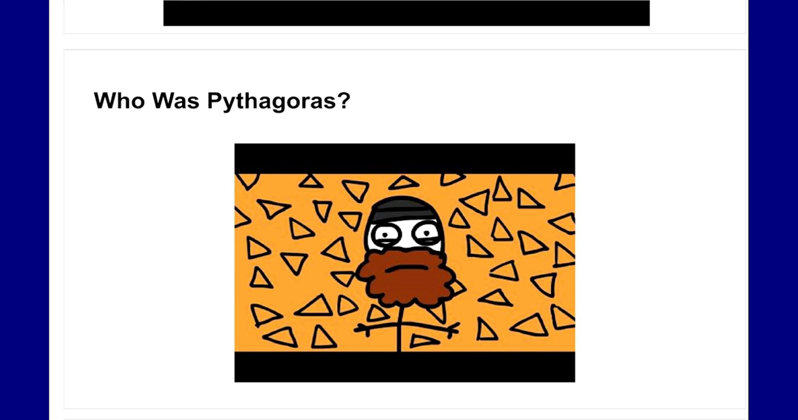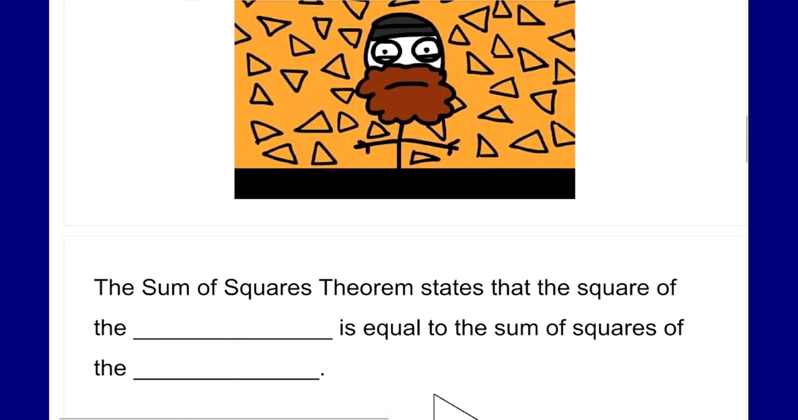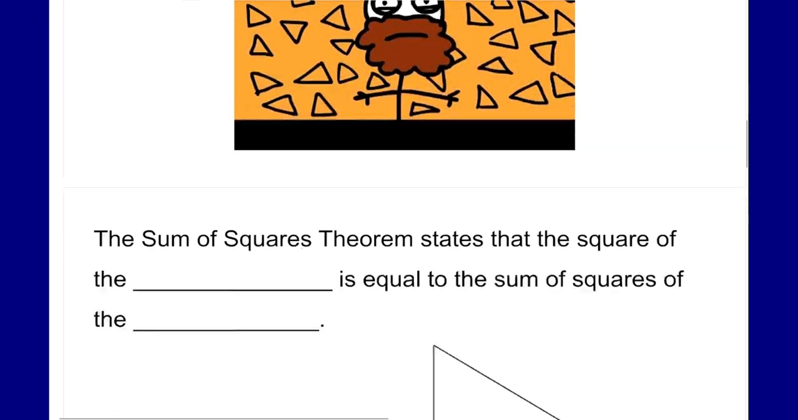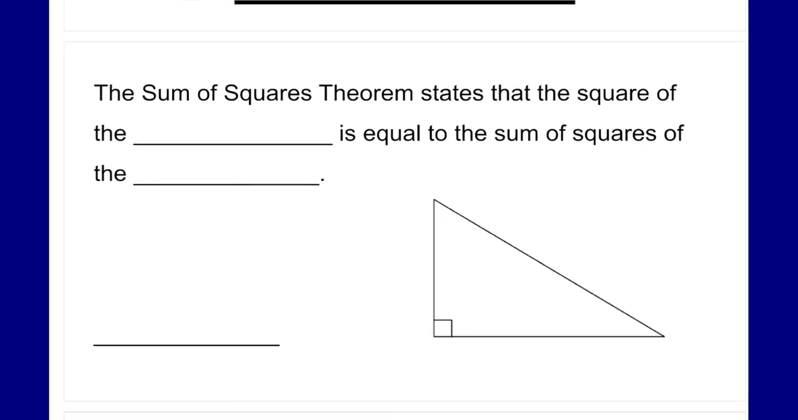Weird character. But we're going to look at the sum of squares theorem, or the Pythagorean theorem. And what it states is that the square of the hypotenuse is equal to the sum of squares of the legs. Now you might be thinking, what the heck does that mean? Well, this is specifically for a right-angled triangle.